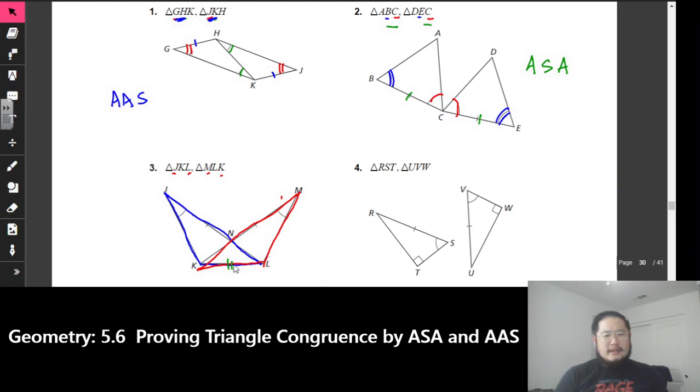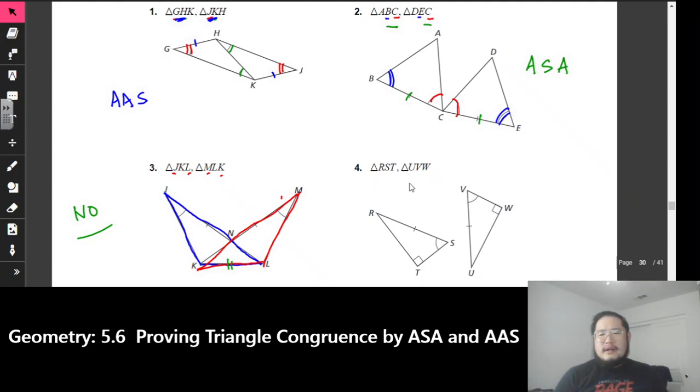Angle, side, side. That's a no-no. Or side, side, angle. That's a no-no. These two triangles are not congruent. We cannot prove that.